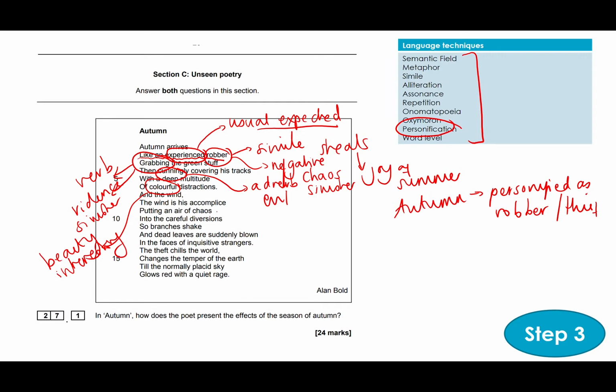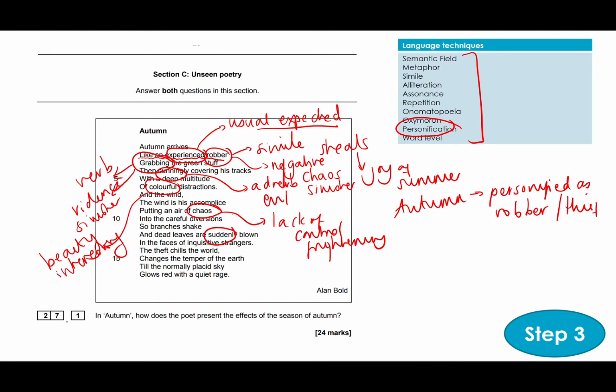And the wind is his accomplice, putting an air of chaos. Oh, I like that word, chaos. It's making me think of kind of a lack of control. Chaos is quite frightening. Okay, into the careful diversions. So branches shake and dead leaves are suddenly blown.